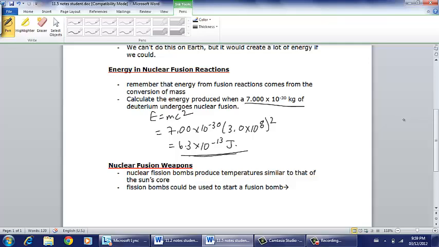The last topic here in nuclear fusion is nuclear fusion weapons. It was discovered that the fission bombs produce temperatures that are similar to that of the sun's core. So it's incredibly hot inside a fission bomb. And because of that, fission bombs could be used to start a fusion bomb. And these are sometimes called hydrogen bombs, or thermonuclear bombs. That's the end for the notes for 11.5.